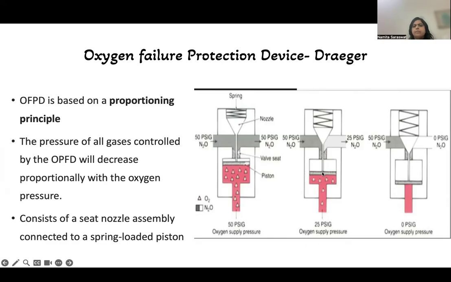If the oxygen pressure is reduced to 25 psi, the piston will move back. The valve seat will also reduce the orifice, and proportionately you can see here the output of the nitrous oxide is 25 psi. Similarly, in a proportioning manner, as the oxygen reduces, the nitrous oxide will keep reducing. Here it is completely shut off.